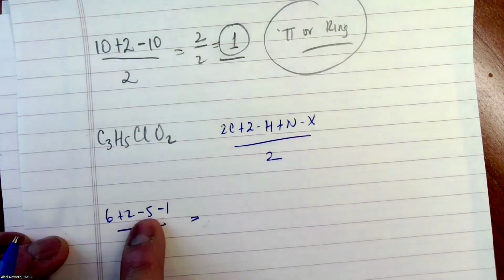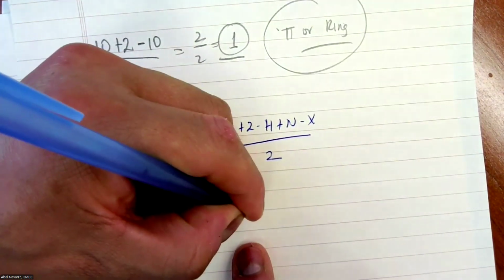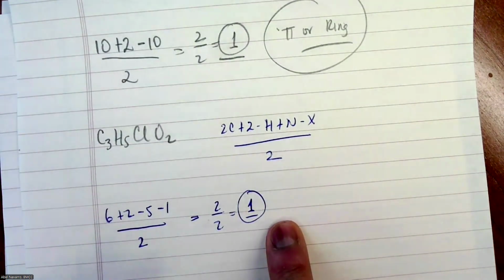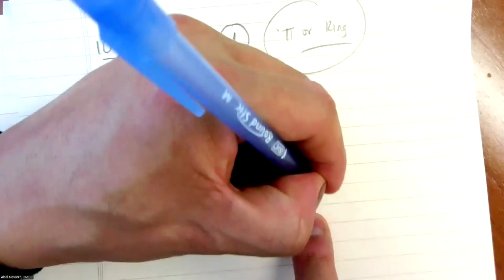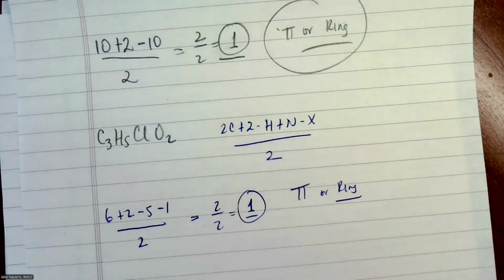6 plus 2 is 8. 8 minus 6, 2. 2 divided by 2 equal to 1. 1 degree of unsaturation. That means that my compound has one pi bond or has a ring.